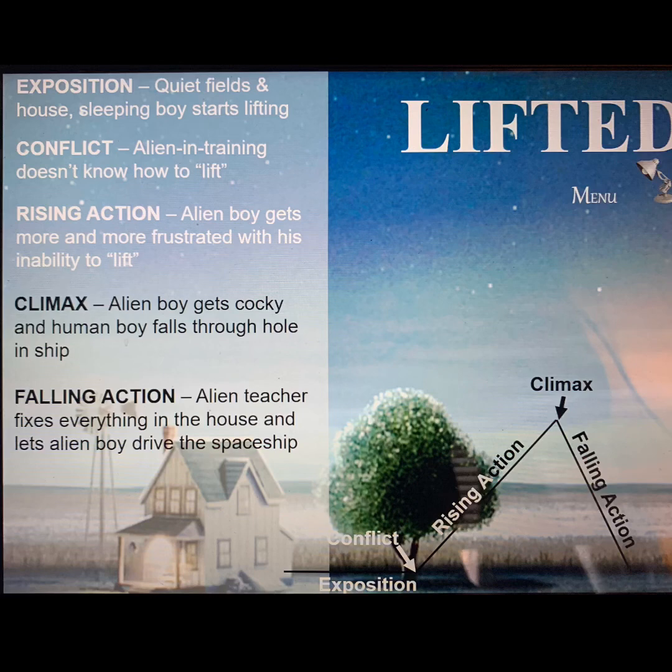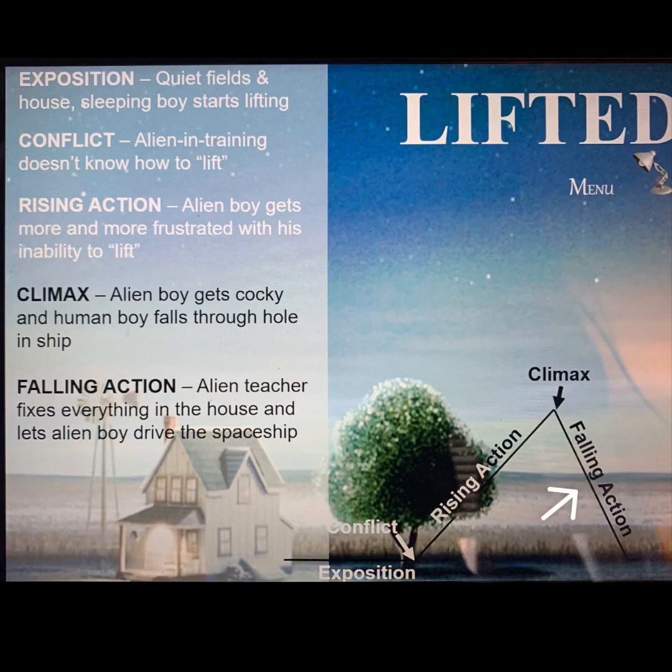So when you think of the events that happened after we were left with what was going to happen with the sleeping boy, we can see that the alien teacher stepped in and fixed the problem. After that, he lets the alien boy drive the spaceship because he feels bad for him. As you can see on the diagram, the falling action comes after the climax, which leads into our resolution, which is the ending of our story.